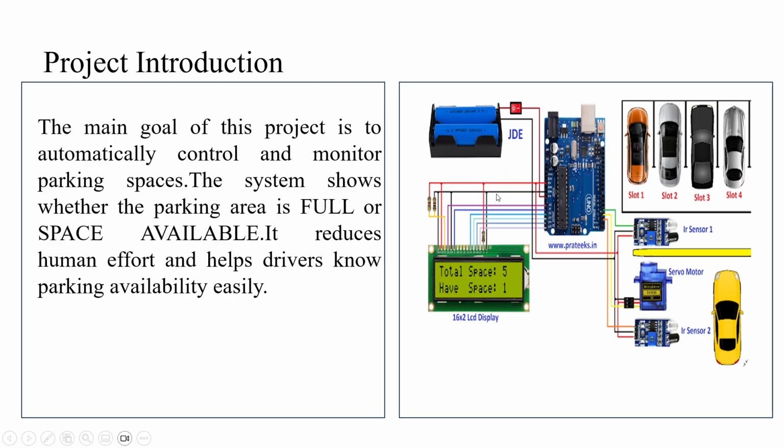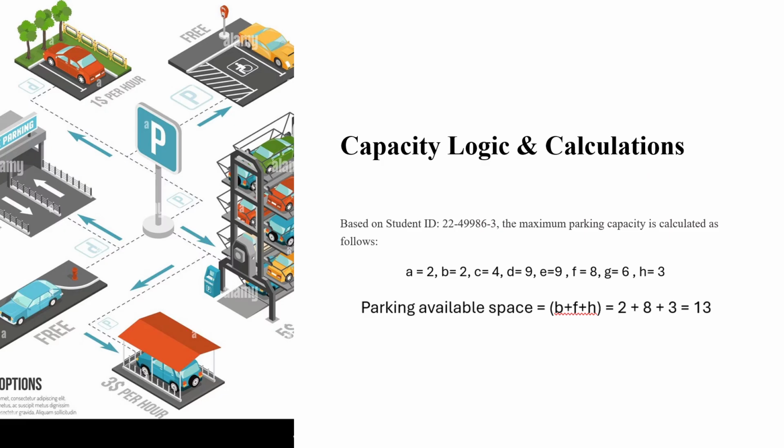At first, the project introduction. The main goal of this project is to automatically control and monitor the parking spaces. The system shows whether the parking area is full or the space is available. It reduces the human effort and helps the drivers know parking availability easily.